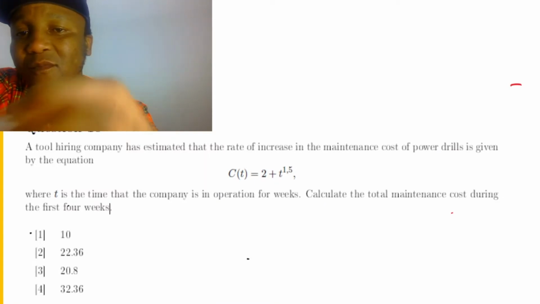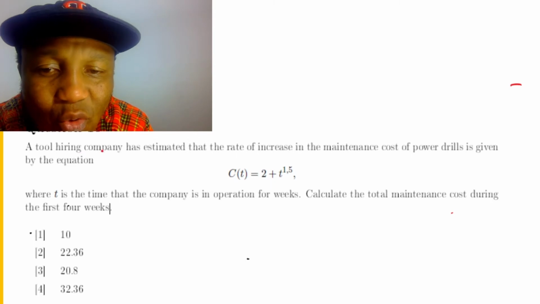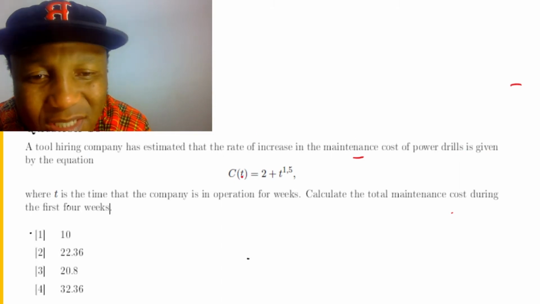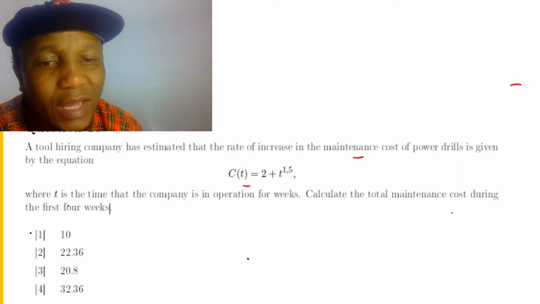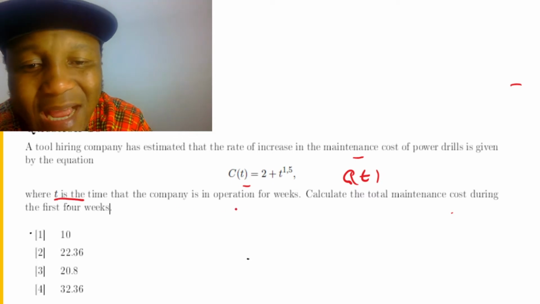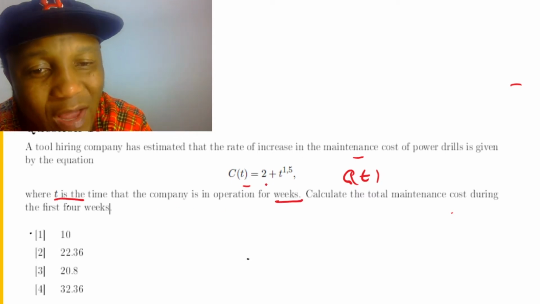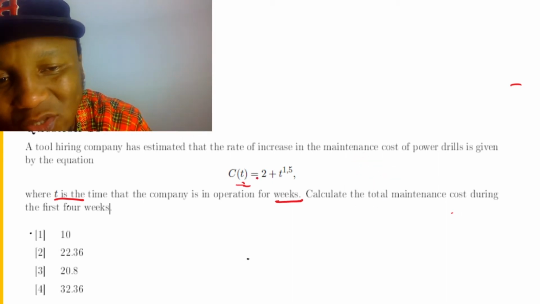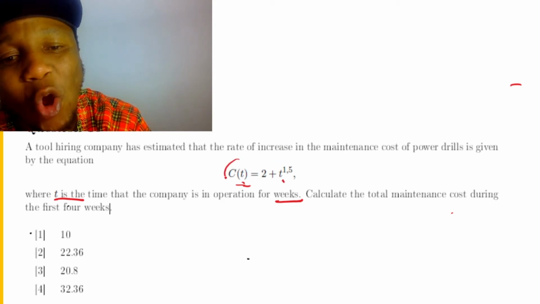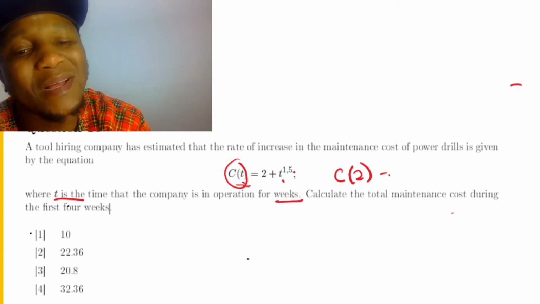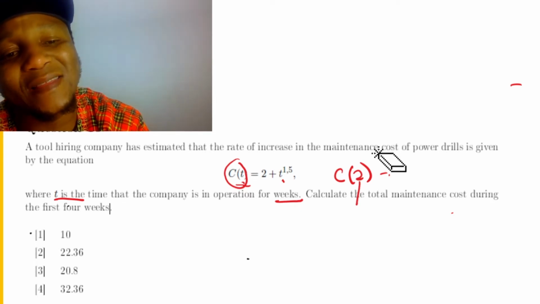So let's go. They say a tool hiring company estimates the rate increase of the maintenance cost of the power drill, which is given by this equation. This is a cost function, where T represents time in weeks. If it's 1 week, wherever there's a T we apply 1, and it tells us how much it's going to cost. If it's 2, we apply 2, and it tells you the cost C of 2. So you can find out how much it's going to cost for 2 weeks, depending on how many weeks you plug in.